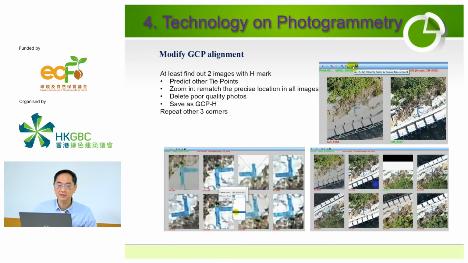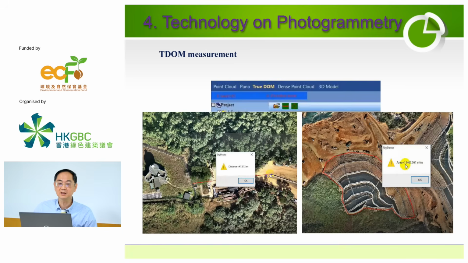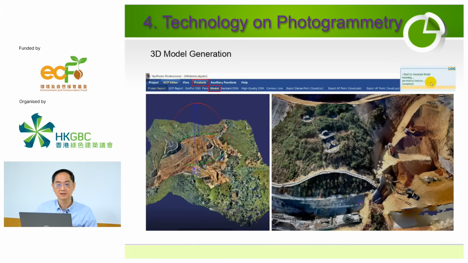And then finally, after it finishes processing, we can do the measurement of distance and area by the TDOM, or we will have the 3D mesh. Okay, 3D mesh model. And then the 3D mesh model is really important.